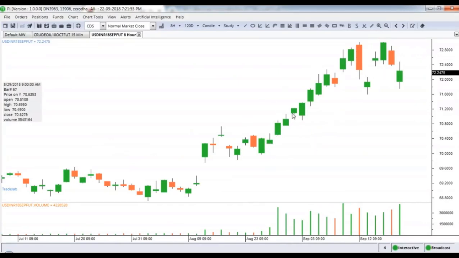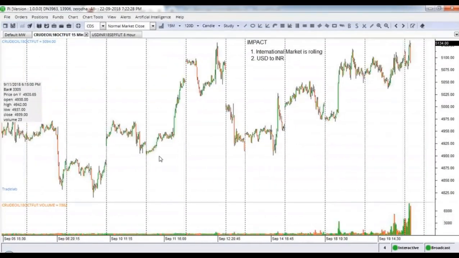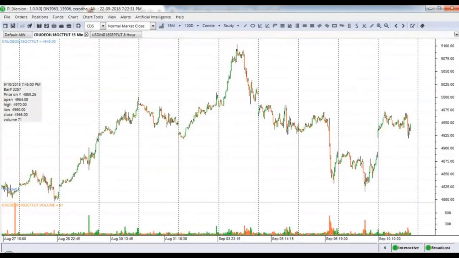Yes, sir. So which is clearly visible. Somewhere closer to the end of August, towards mid of September, it was a really sharp movement from say 70 rupees to almost 72 or 73 rupees. So it is a 3 rupee move which started happening from the end of August onwards. So this will also have an additional impact on the crude prices.